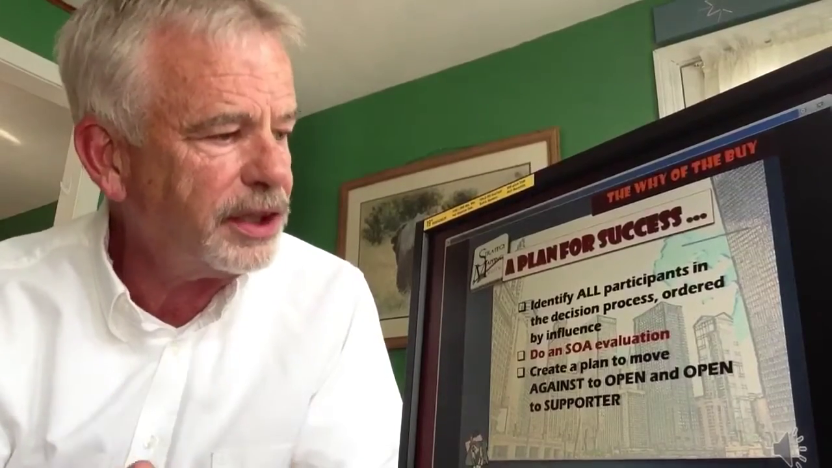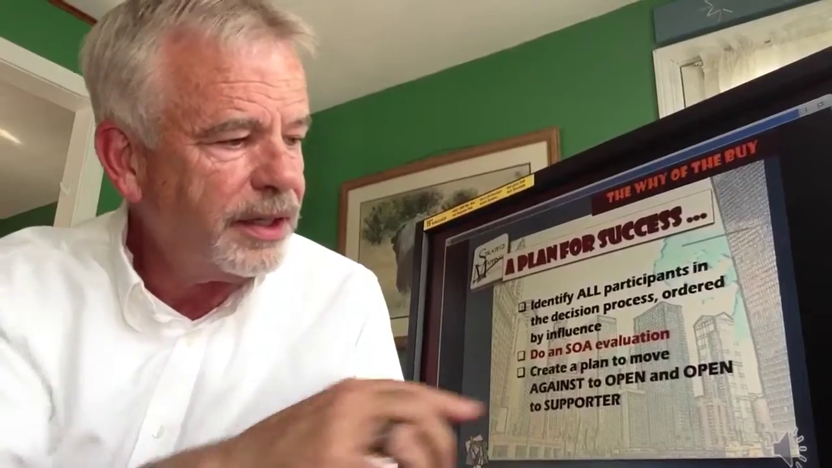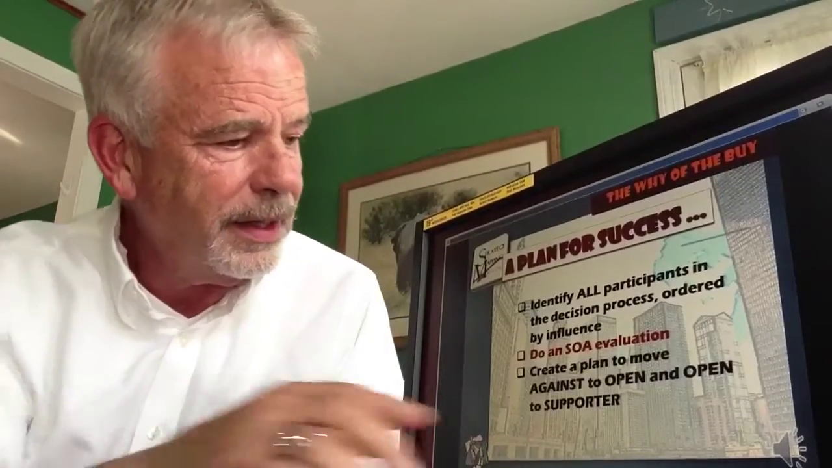So let's look at your steps for success, your plan for success. First step, identify all participants in the buying process, in the decision process, and order them by influence level. Second, do an SOA evaluation. It's a great little technique, and it really only takes a couple of moments. And then third, the big key, create a plan to move any against, especially if they're influential, to open, and to move any opens, if possible, to supporters.